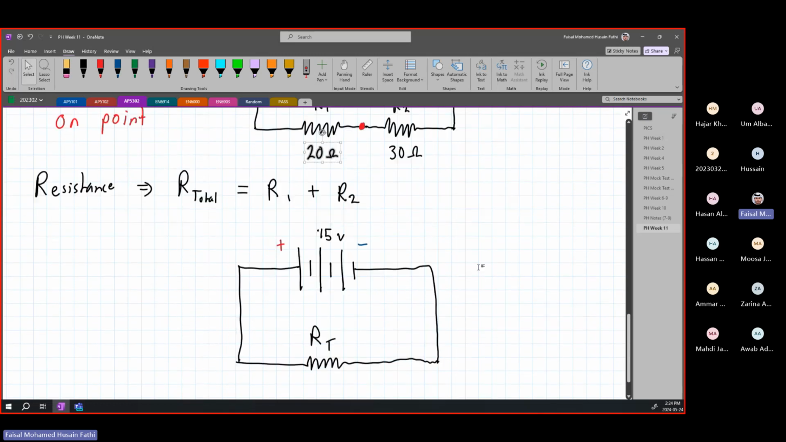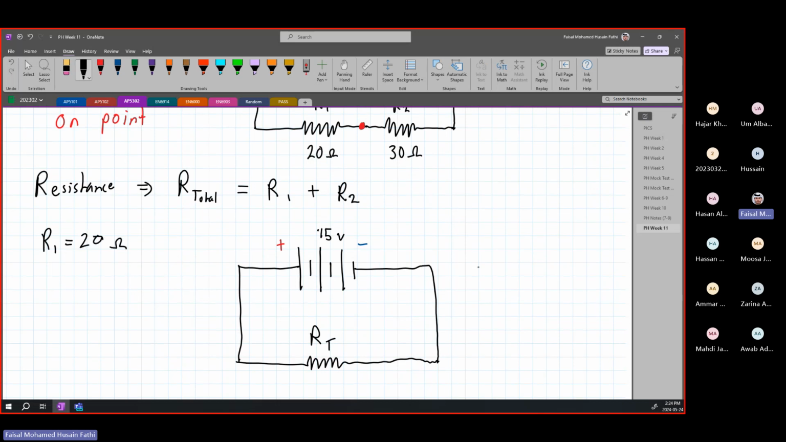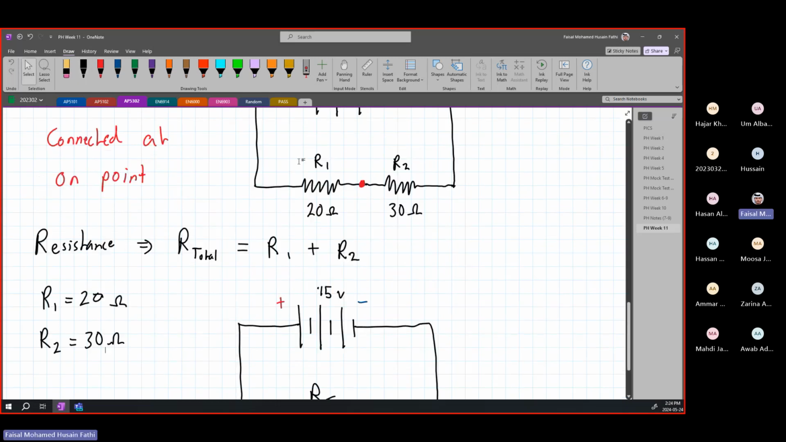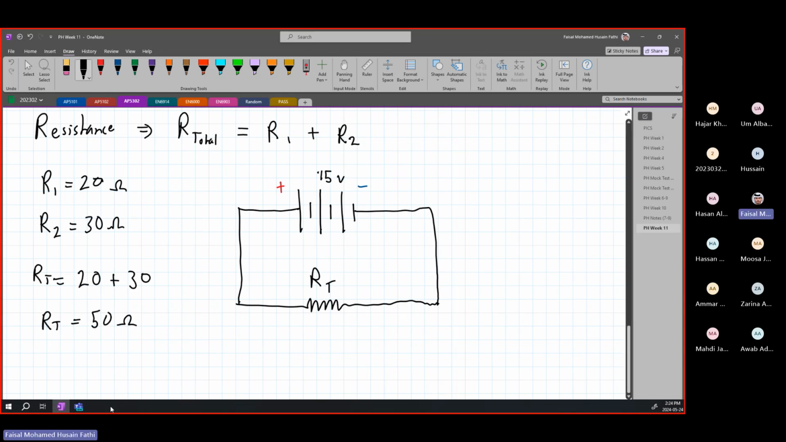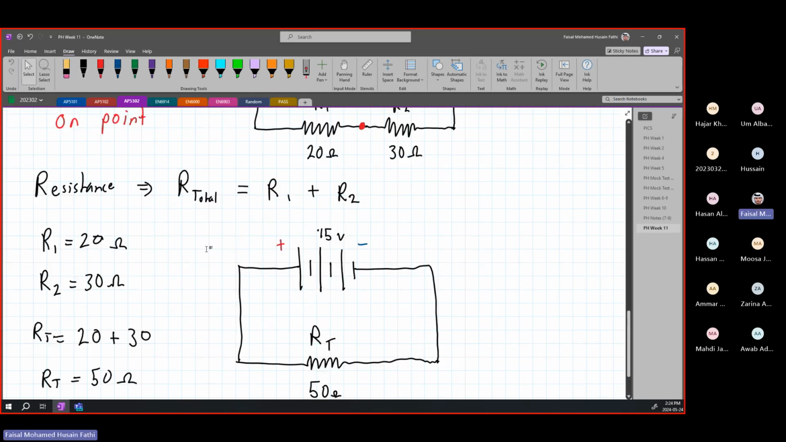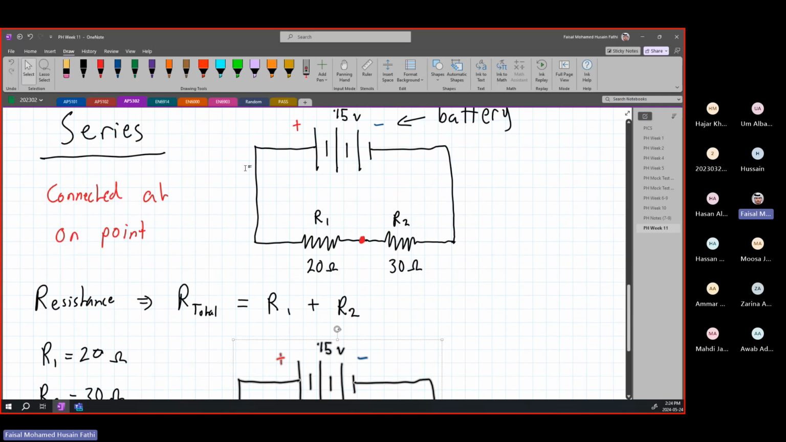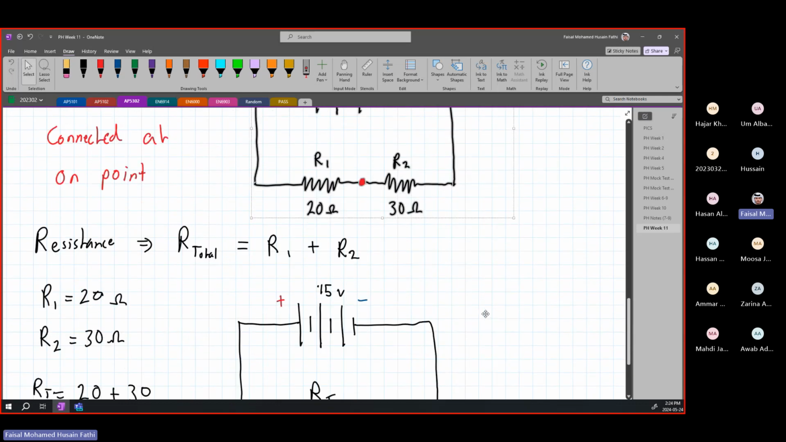The value for R1 was 20 ohms. So we know that R1 is equal to 20 ohms and R2 is equal to 30 ohms. So when they are connected in series, we can apply this equation. R total is going to be equal to 20 plus 30. So R total is equal to 50 ohms. So we know now that this resistor has 50 ohms. So this circuit is equal to this circuit just by reducing the resistor. This is what they call reduction of resistors.